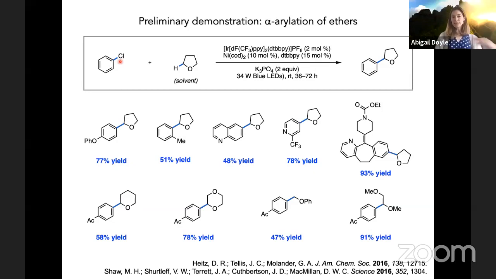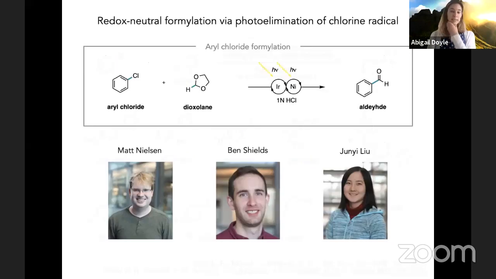And so in thinking about applications of this approach in synthesis, we became focused on considering applications that would take advantage of the use of aryl chlorides, in particular their abundance and low cost as compared to aryl bromides and iodides. And so the first application that came to mind, and this is work from Matt Nielsen, Ben, and Janie, was to consider preparing benzaldehydes from aryl chlorides through selective CH functionalization of dioxolane.